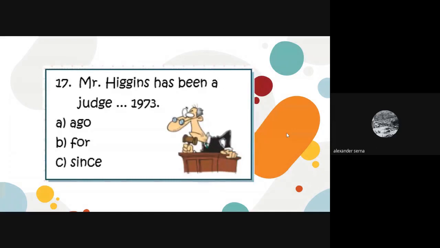This one. Mr. Higgins has been a judge 1973. Ago or since? Since. So perfect. It is since. So Mr. Higgins has been a judge since 1973. Very good.